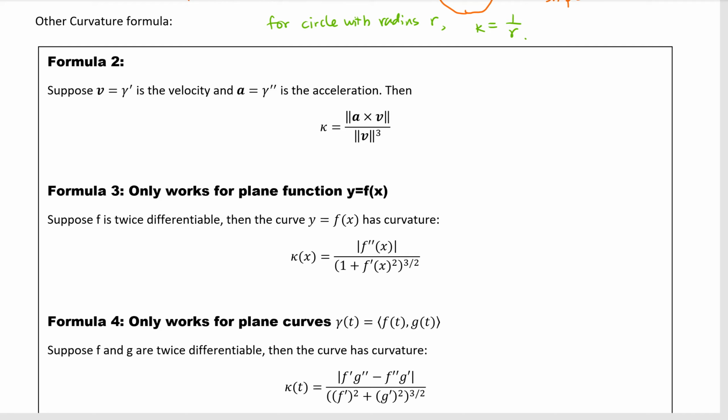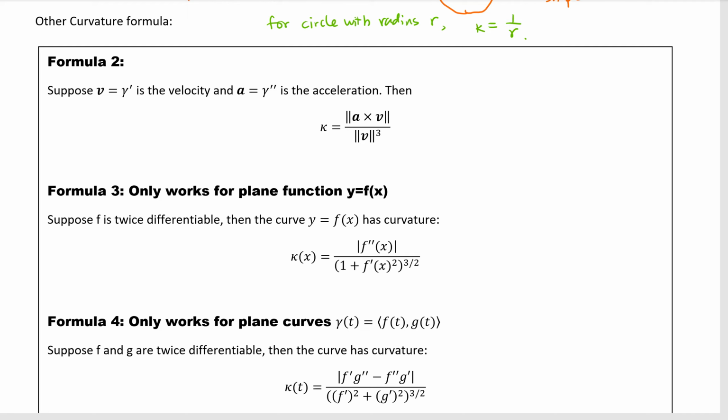And this is formula 4. It only works for plane curves. Suppose we have a parametric form, gamma of t equals f(t), g(t), in R2, plane curves. Suppose f and g are twice differentiable, then the curve has the curvature where the numerator becomes f prime g double prime minus f double prime g prime. The denominator becomes f prime squared plus g prime squared, to the 3/2. So depending on the problem, we can pick the corresponding formula and then calculate.